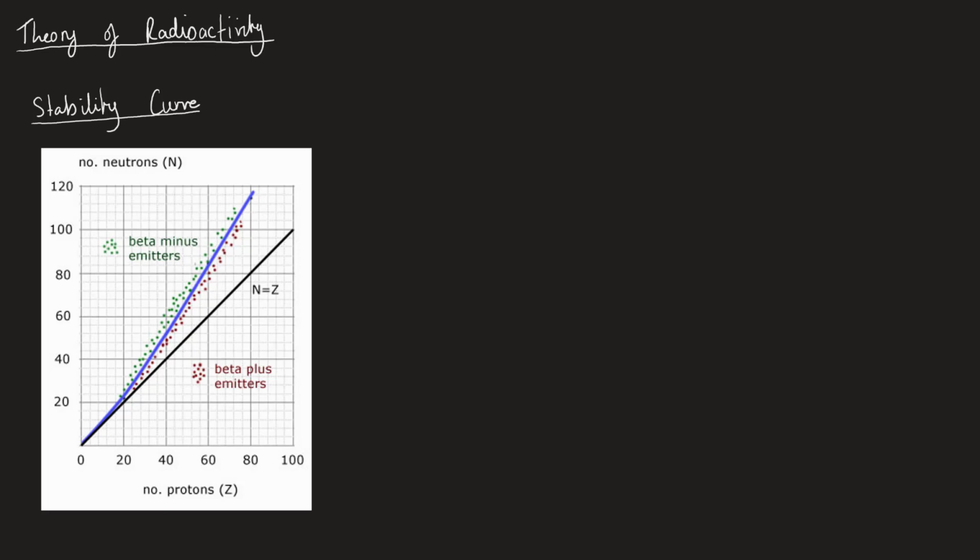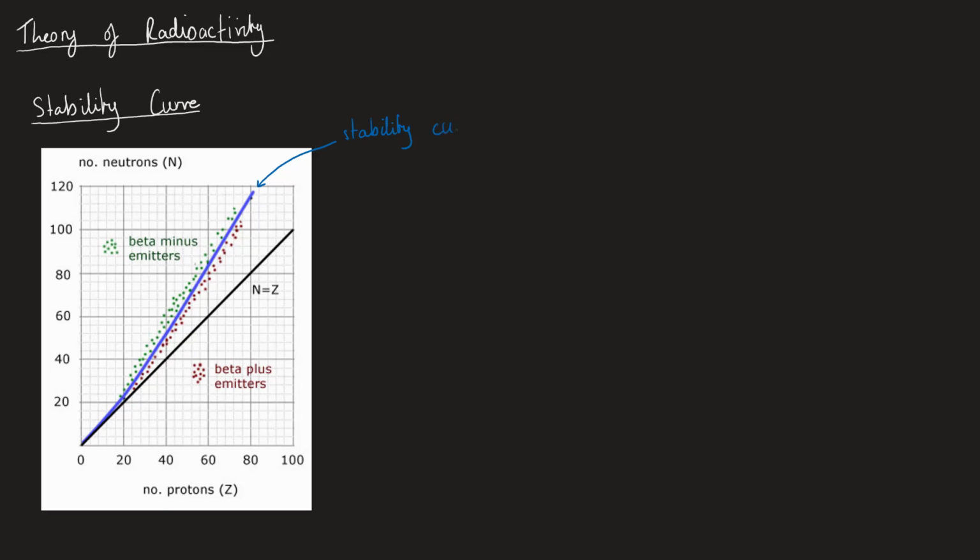Now, this black line that you see here is the N equals Z line. What that means is N is the number of neutrons, and Z is the number of protons. So this black line would be the line where the number of protons is equal to the number of neutrons. But that is not the stability curve, because obviously that's a straight line. It's this blue line here. This is your stability curve.